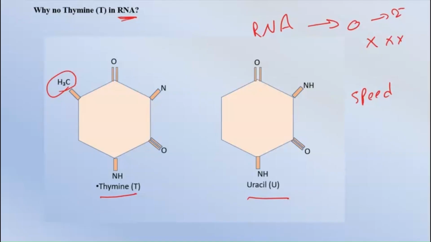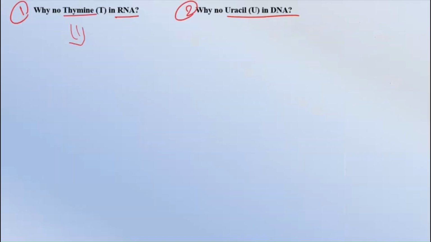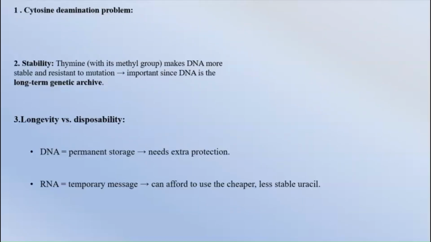Okay, now that answers the first question. It's very easy. That's why we don't have thymine in RNA. Basically, energy, efficiency, and speed. So let's go to the second question, which is why is there no uracil in DNA? So there are 3 reasons for this. Number one is something called cytosine deamination problem. Let's leave it for now.